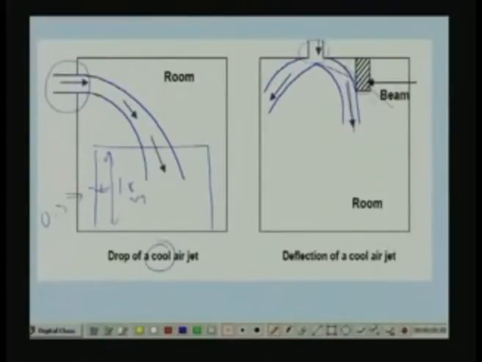Okay, so instead of spreading like this, it deflects in the downward direction because of the presence of the solid beam here. But because of this deflection, it should not so happen that cold air is again directly coming into the occupied zone before mixing with the rest of the room air. Okay, so these are the two factors which have got to be kept in mind while designing supply outlets.